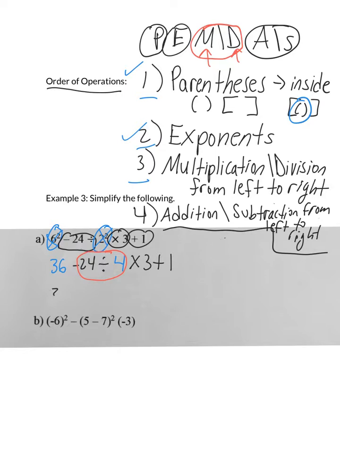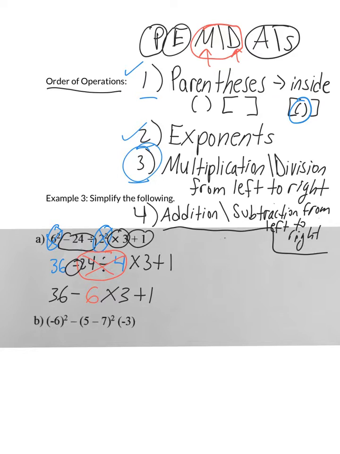I'm going to bring down the 36, and I'm going to bring down this negative sign. But I am going to do 24 divided by 4, which equals 6. And bring the rest down, times 3 plus the 1. So I just divided 24 divided by 4. I brought everything else down, including the negative sign that was in front of the 24. Or you could think of it like negative 24 divided by 4 is negative 6. I am still on step 3. I am still on the multiplication and division step.